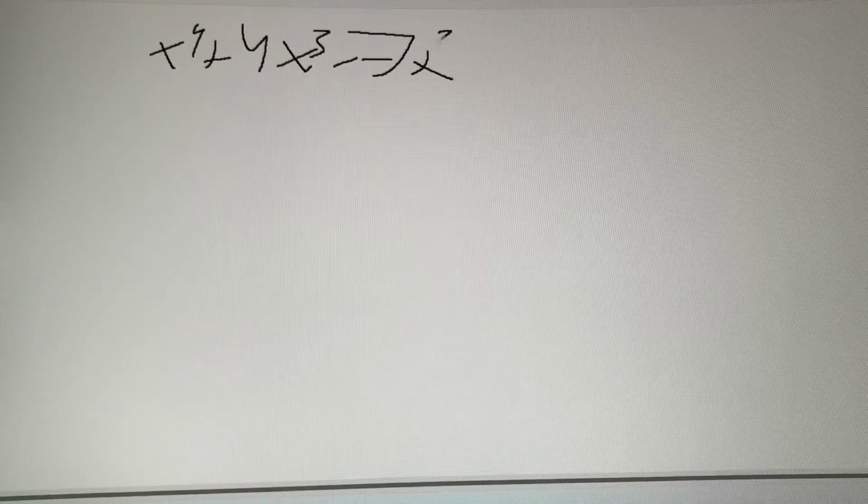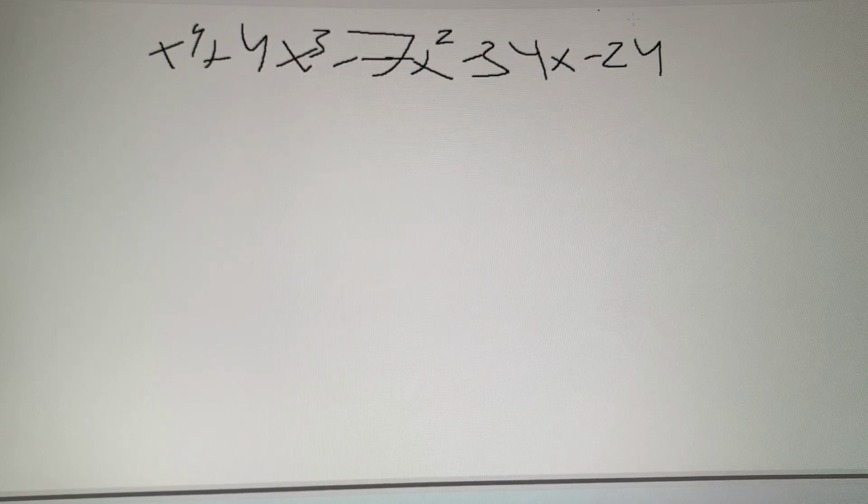Okay, let's do a more difficult question for our final example. We're going to be doing x to the power of 4 plus 4x to the third minus 7x squared minus 34x and subtract 24. So it is pretty long. In long questions like this, you're going to first want to see if there's a common factor. If there's a common factor, factor it out. It'll make things so much easier.